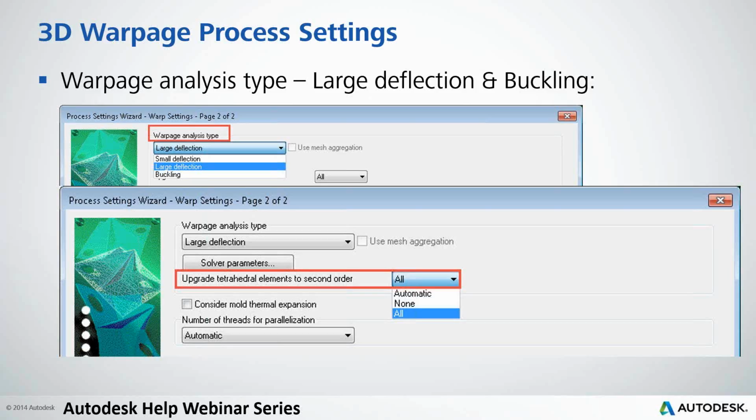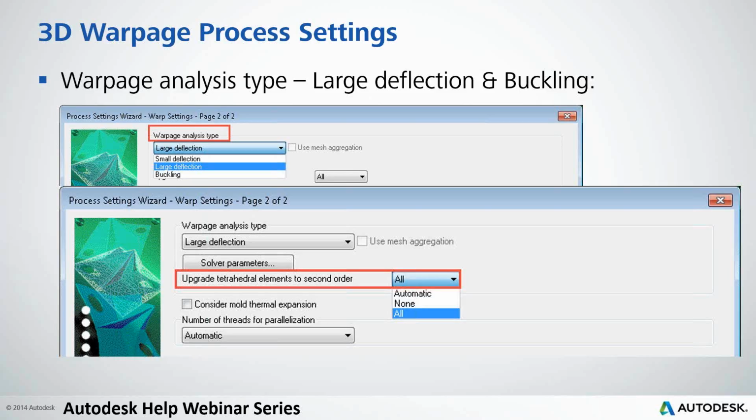You'll also see that you have some different options available to you under Upgrade Tetrahedral Elements to second order with a large deflection analysis and buckling. By default, this is set to all, and you'll want to keep this option if you want the warpage solver to upgrade all elements in the part to second order for the most accurate results. This setting will, however, require the longest analysis time. You also have the automatic option, and you'll want to choose this if you want the warpage solver to automatically upgrade elements in the thin-walled areas of your part to second order to improve the accuracy of the results.